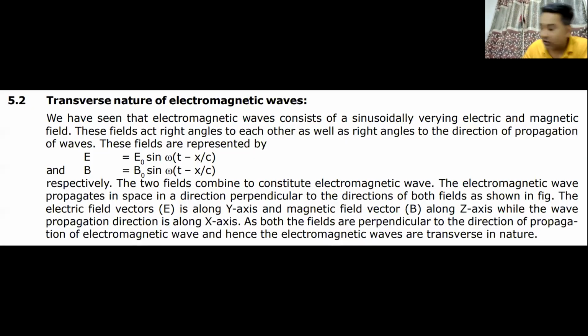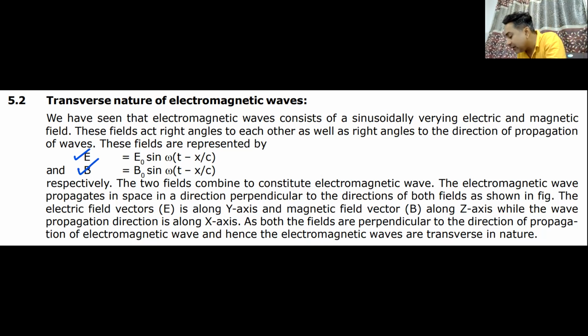So let us move ahead. What we have seen is that an electromagnetic wave consists of electric and magnetic fields, both varying sinusoidally and mutually perpendicular to each other. This is how the equation will look. Remember, it's the equation of a progressive wave. This is the electric field wave: E is equal to E naught sine of omega t minus x by c. Remember, E naught is the amplitude, omega is the angular frequency, t is time, x is the position in space, and c is the speed of light. Do you remember this formula from waves? Yes or no?